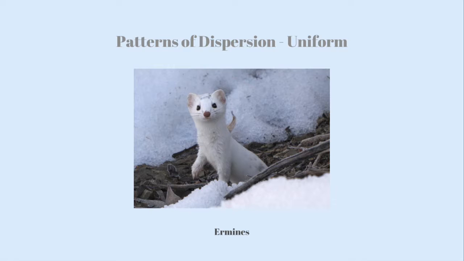In the tundra, ermines exhibit uniform dispersion patterns. Since they are territorial organisms, each adult ermine defends themselves and their young, spreading out the population in an even manner. Uniform patterns in the tundra and in most other biomes are rarer than clumped patterns.